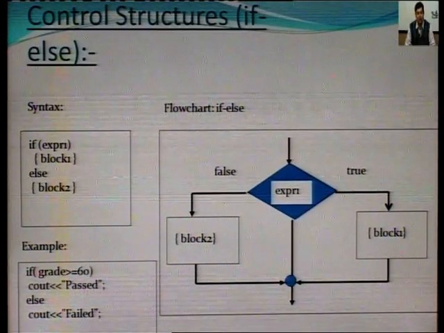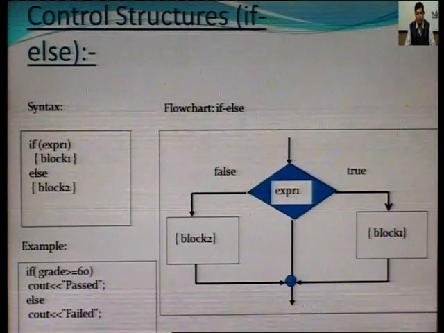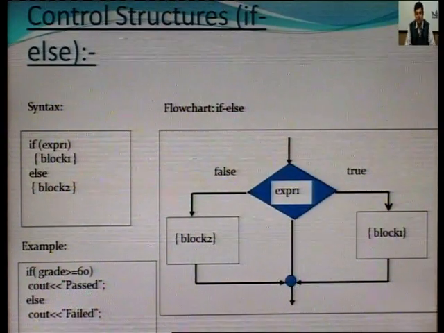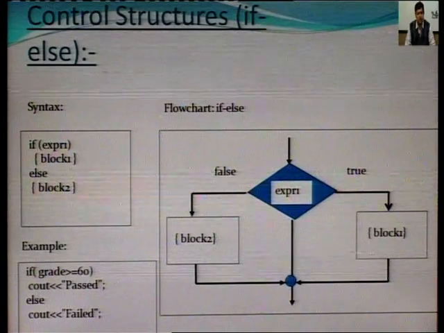So one of the blocks has to be executed, either 1 or 2. If the expression 1 is true, then if you look at the flow chart, block 1 of instructions gets executed, and if it is false, block 2 of instructions gets executed.